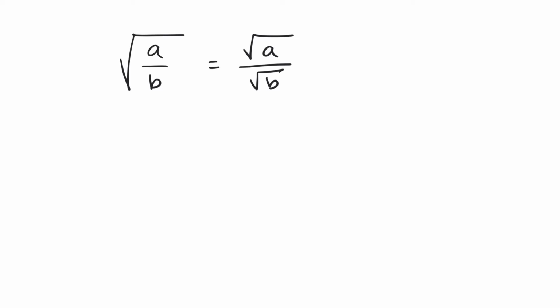So we do have to note that a has to be greater than or equal to 0, and b is greater than 0. Because if a is less than 0, then we're taking the square root of a negative, and b cannot be 0 because then you're dividing by 0. So let's look at some examples with this.